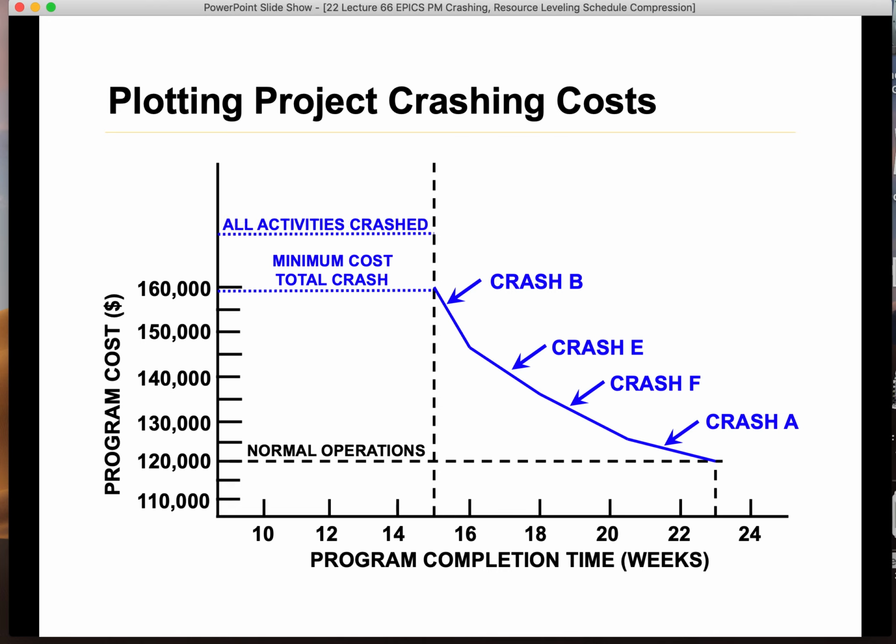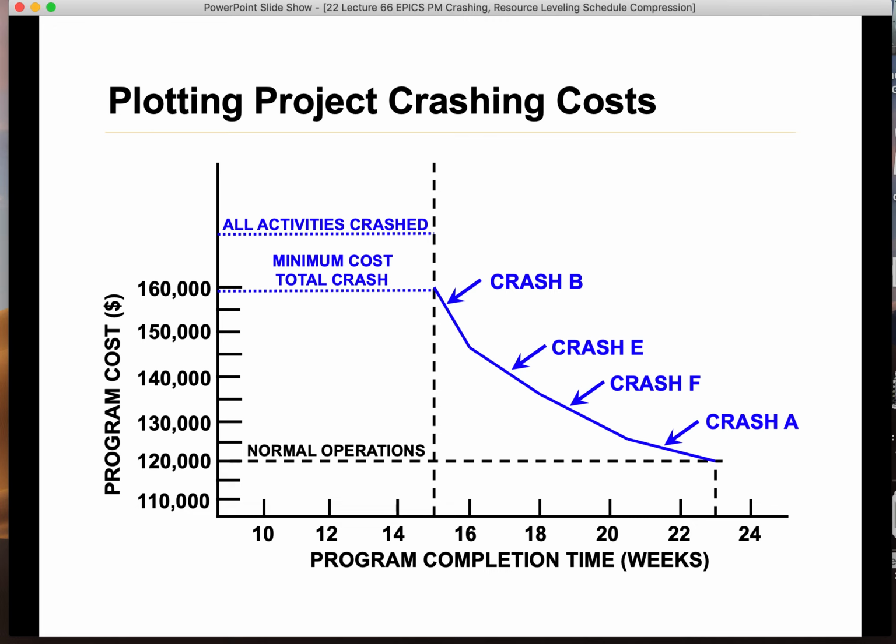Okay, here's the funny thing. If you want to do even more crashing, which means if you want to include C and D, then what does that mean? All activities crashed? So if you crash all activities, your program cost will rise up to here. But what's happening with your project completion time, the project duration?